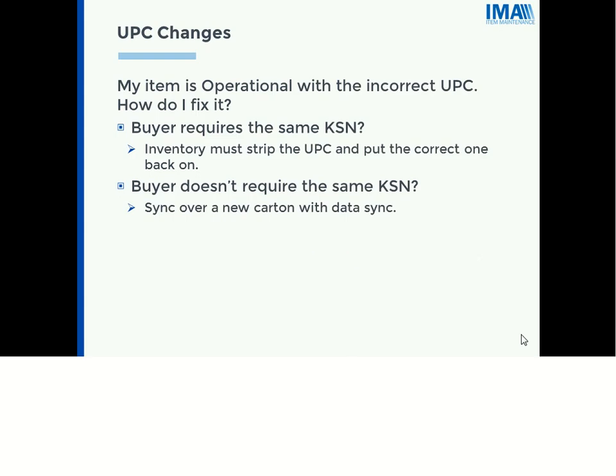First up is UPC changes. So my item is operational with the incorrect UPC. How do I fix it? It really depends on your buyer or your merchant.